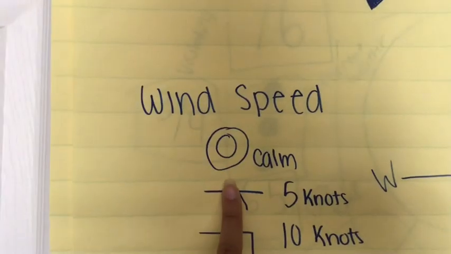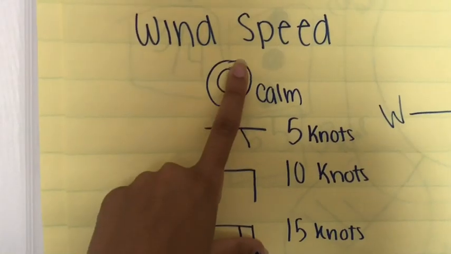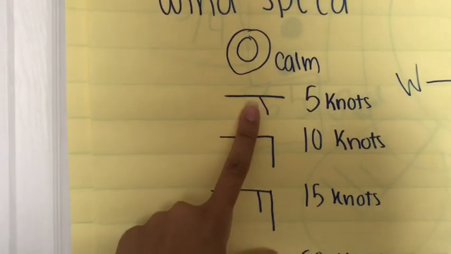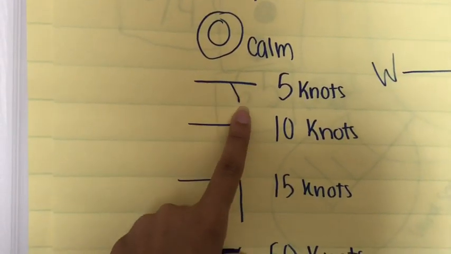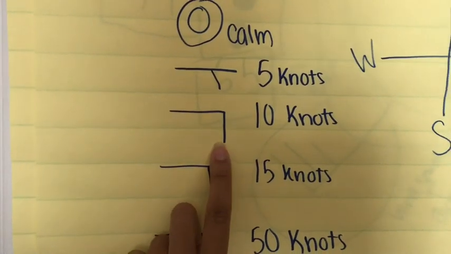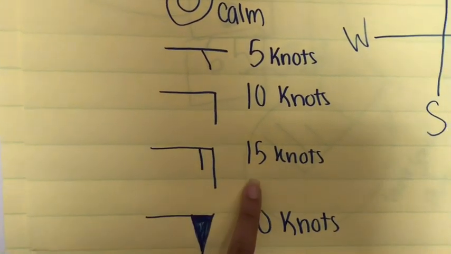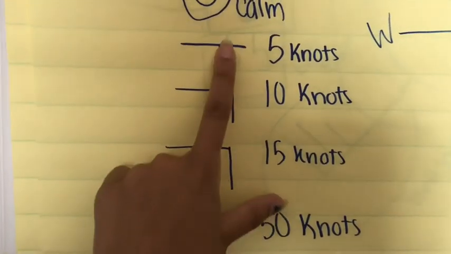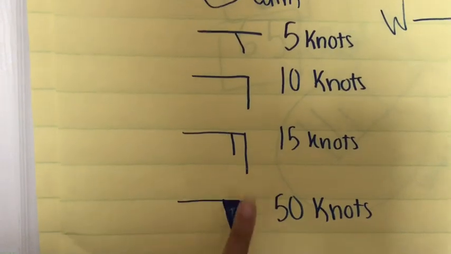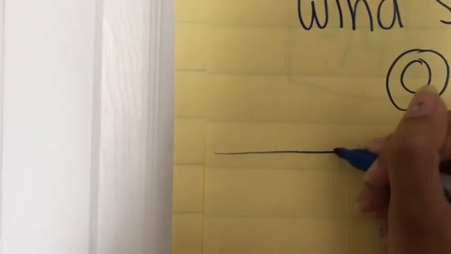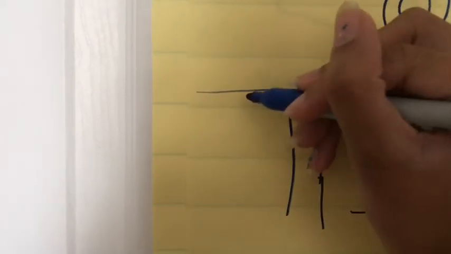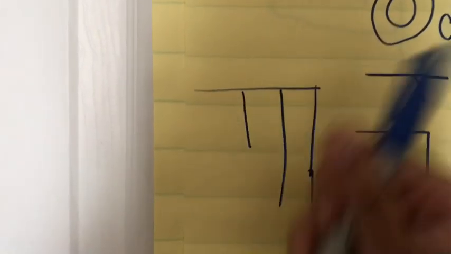So if the wind speed is calm, you're going to do nothing. If it's 5 knots, you're going to do a short little branch coming out of the line. If it's 10, you're going to do a long branch. If it's 15, you're going to add the 10 plus the 5, and you'll get 15. And you guys can keep going. Actually, I'm going to show you a couple more just so you guys can kind of get the deal. So if it's 20, you're going to do 2 long ones. 25, I'm sorry, that was uneven. If it's 25, 2 long and a short.